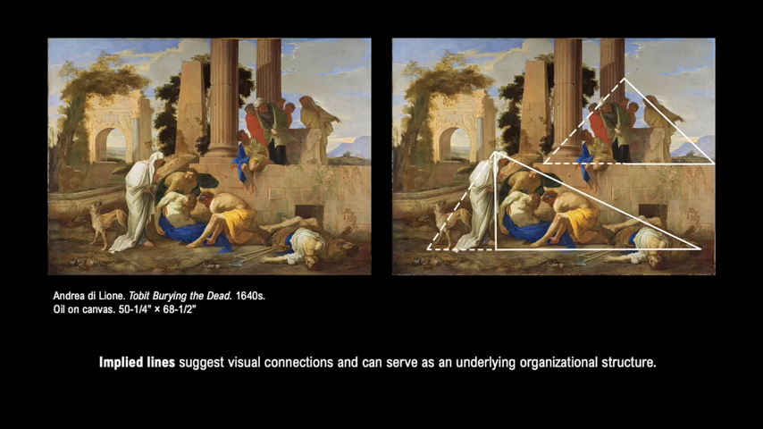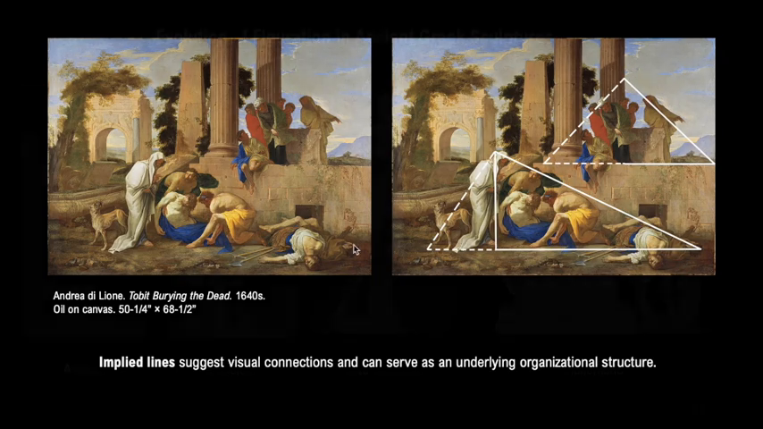Take a look at implied lines. Implied lines can suggest visual connections and can serve as an underlying organizational structure. We're taking a look at this Baroque painting. We can see the triangle. This is something that's a very popular organizational structure that's used in the Renaissance and Baroque periods. We can see the suggestion of the triangles from the bodies.